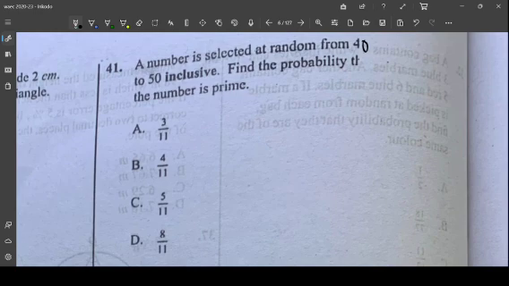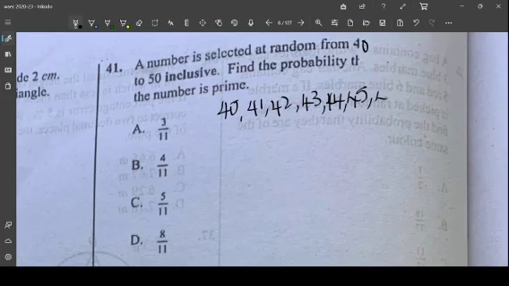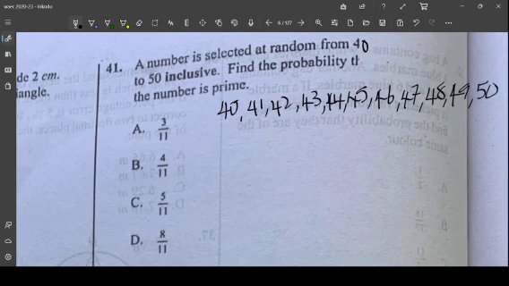All right. So first of all, what is our sample space? What are the numbers from 40 to 50 inclusive? That means we are going to include 40 and also 50 when we're writing the numbers. So let's write numbers from 40 to 50: 40, 41, 42, 43, 44, 45, 46, 47, 48, 49, and 50.